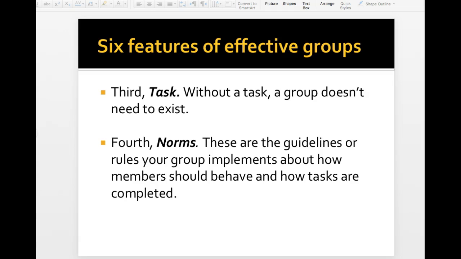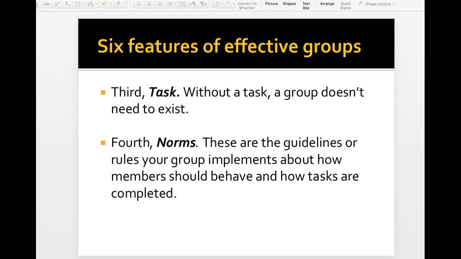Make sure, we've been talking about the first 2 up until this point. So first was group size. Second was interdependence, and within interdependence we talked about systems theory, so the input, the throughput, and the output. We talked about synergy, right, and the ripple effect. All of that went under interdependence.